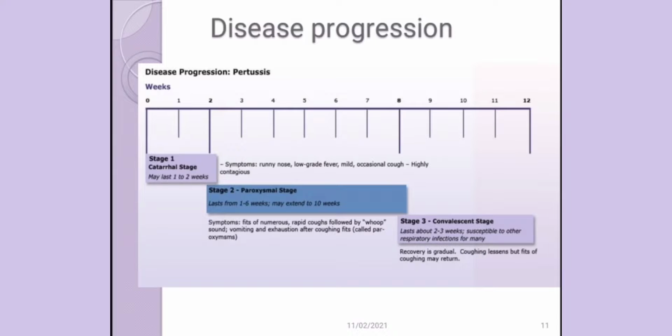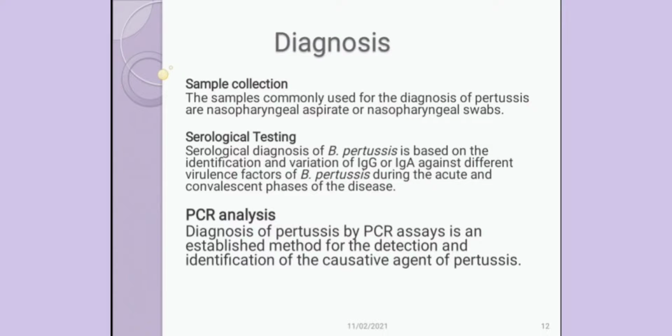Then the paroxysmal phase, which usually lasts 2 to 6 weeks, and the paroxysms are the repetitive series of 5 to 10 or more forceful coughs during a single expiration followed by sudden inspiratory efforts leading to the characteristic whoop. The convalescent stage, which lasts 1 to 12 weeks, is characterized by decreasing frequency and severity of the coughing episodes, whooping and vomiting. Let's see the diagnosis.